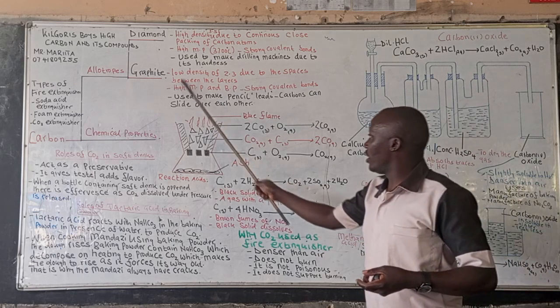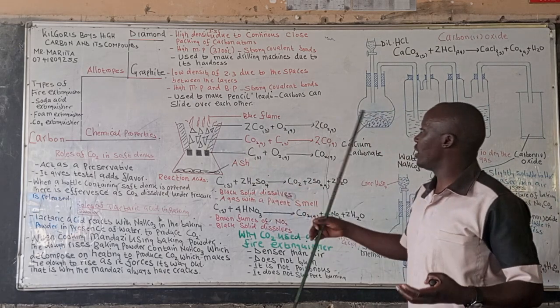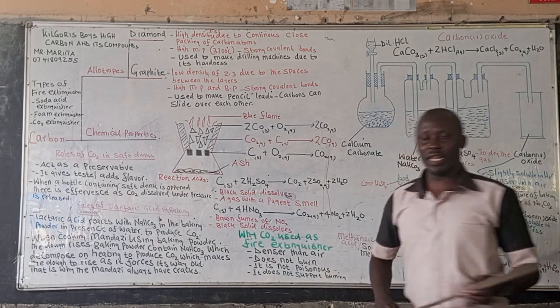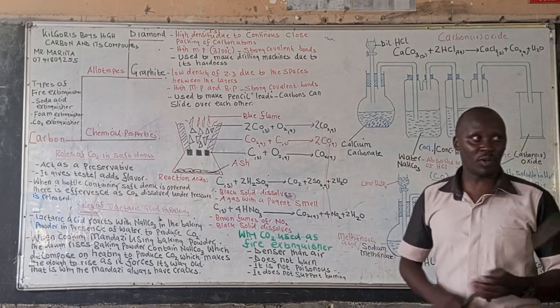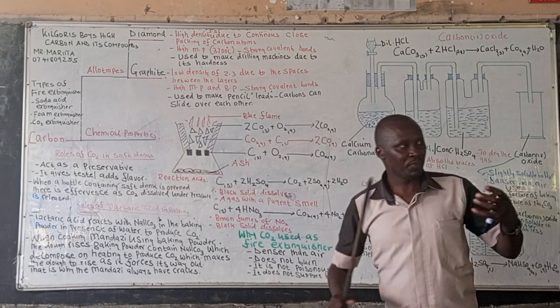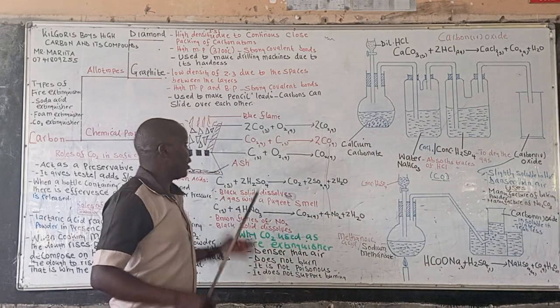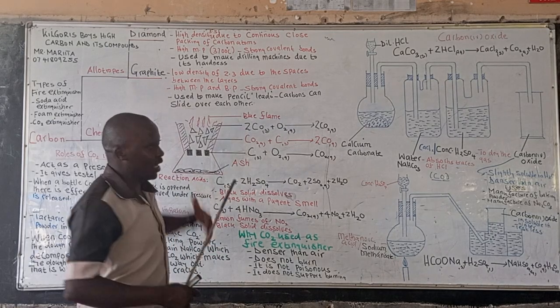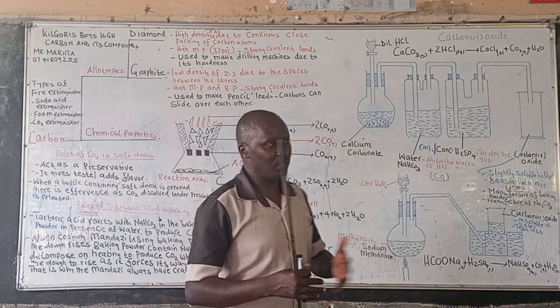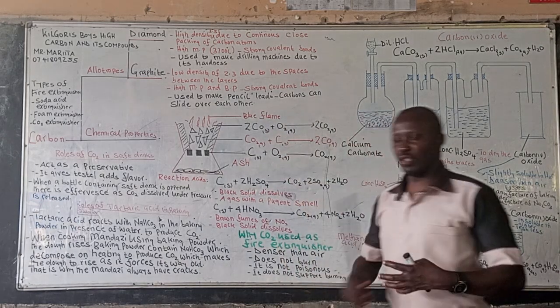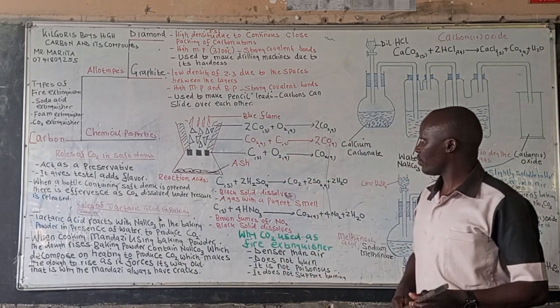Graphite also has a high melting point and boiling point compared to that of diamond. In fact, graphite has a melting point of 4,800 degrees, and the reason for this very high melting point and boiling point is the strong covalent bonds in the structure.